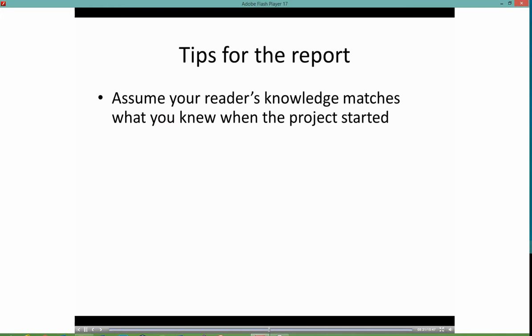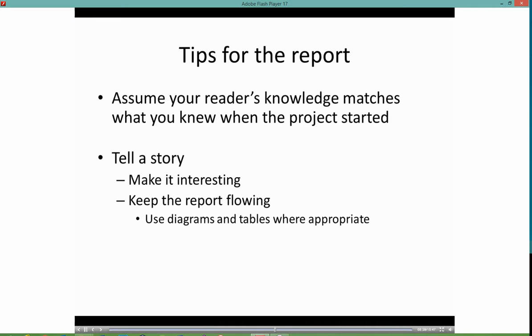Writing your report is one of the most important parts of the project process because it is what your examiners will use to judge the value of your work. You can assume that the reader's knowledge matches your knowledge when you started the project, so you do not need to rewrite lecture notes from levels 4 and 5. The report should lead the reader through the journey of your project. So, tell a story. Make your narrative interesting. Convey the enthusiasm that you have for the subject.